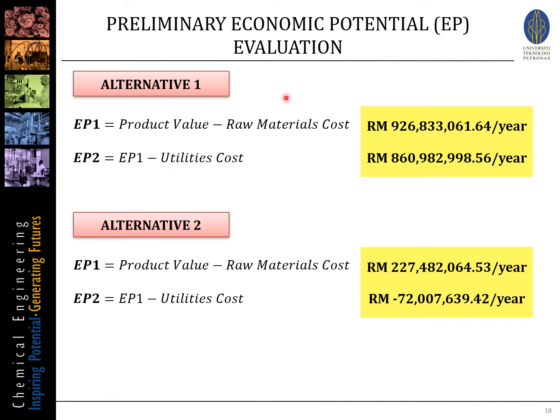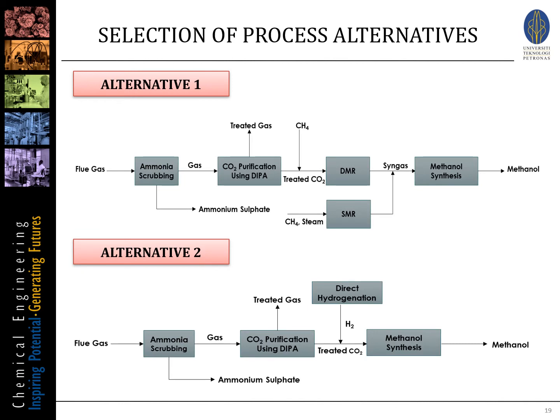So how do we actually select the alternative? Here is a preliminary economic potential evaluation that we have done, and as we can see, alternative 1 has higher EP1 and higher EP2 compared to alternative 2. So based on the preliminary economic potential evaluation, we have selected alternative 1 as our process route.